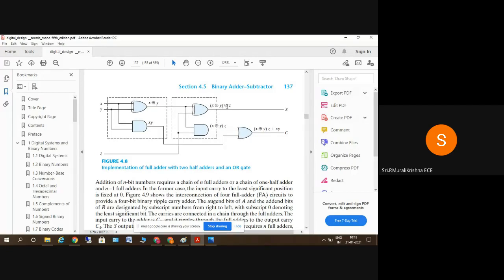So sum is equal to x exclusive-OR y exclusive-OR z. So this is fine in case of the sum here, but in case of carry, we'll get this equation. So this is the equation for carry in case of the implementation of a full adder using two half adders and an OR gate. So this is the equation for sum, and this is the equation for carry for this kind of implementation.